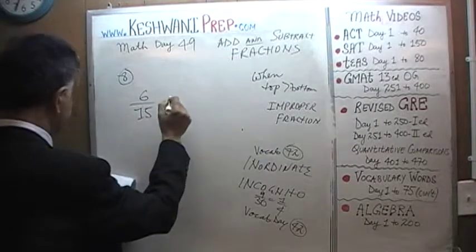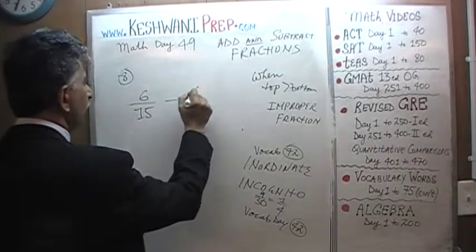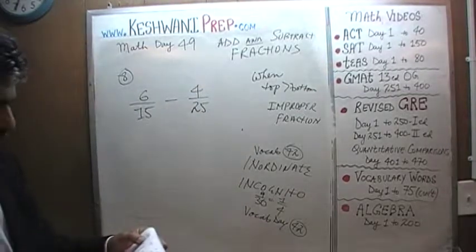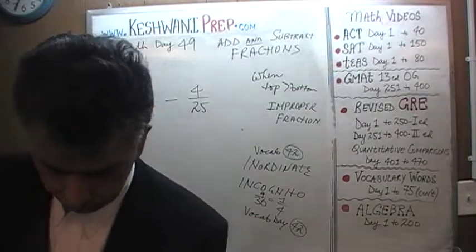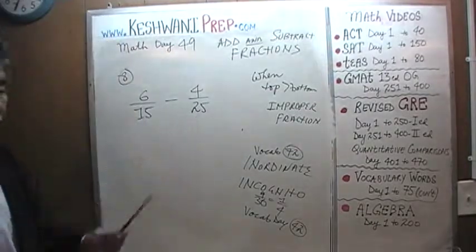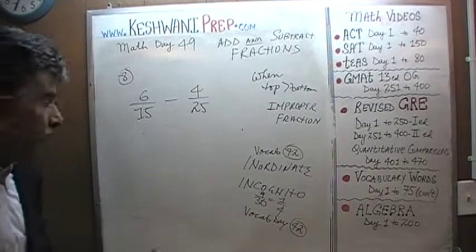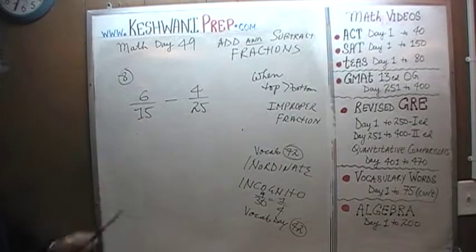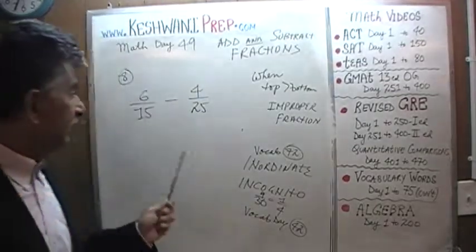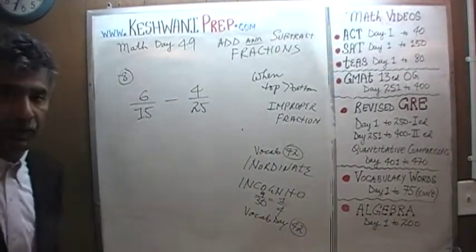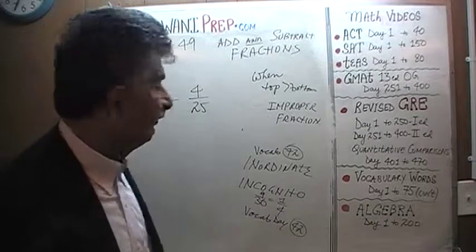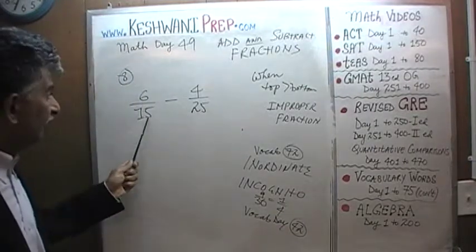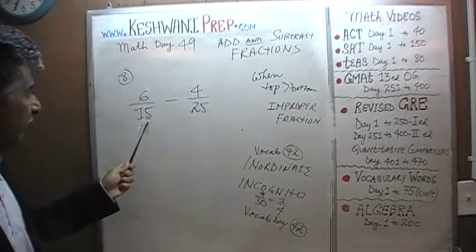Number 8. 6/15 minus 4/25. Well, what do you notice? 4/25 cannot be reduced, that will have to be left alone, but this thing can be reduced. And trust me, if you reduce it, it will make your life easier instead of trying to figure out the least common denominator of 15 and 25. It's much easier to figure out the least common denominator of 5 and 25. Let's divide top and bottom by 3.